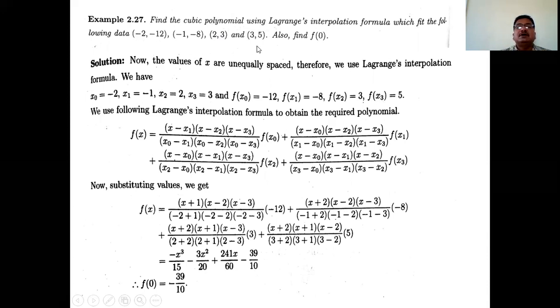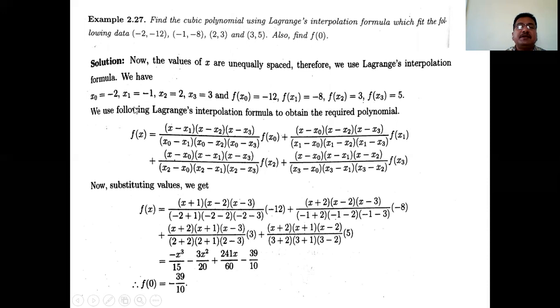If you write this data in table form, the first row is x and the second row is y. The values of x are -2, -1, 2, 3, and the row of y contains the numbers -12, -8, 3, and 5. This is given in ordered pair form. Then write all the proper notations: x naught, x1, x2, x3, f of x naught, f of x1, f of x2, f of x3, and then write Lagrange's interpolation formula.